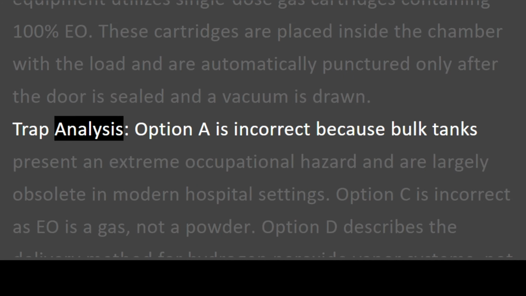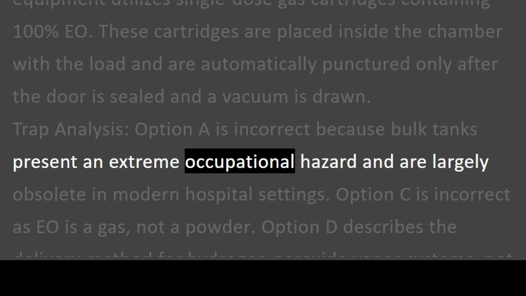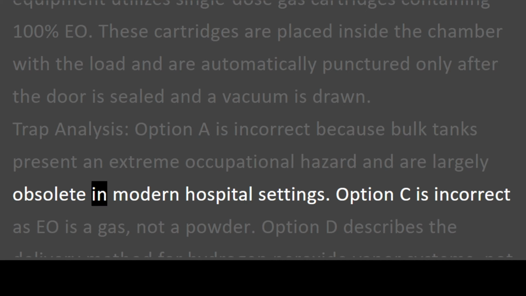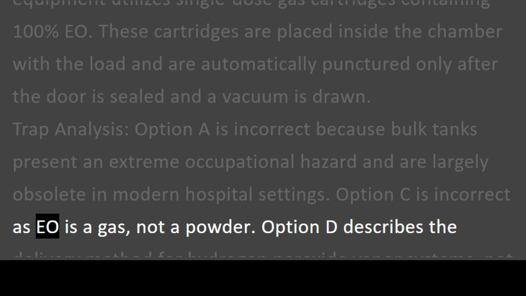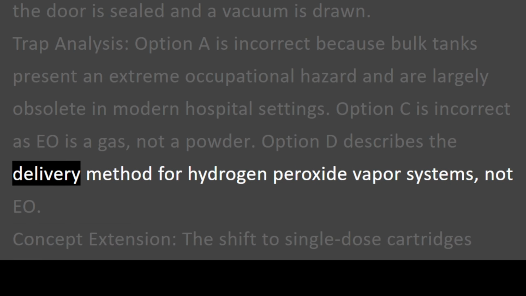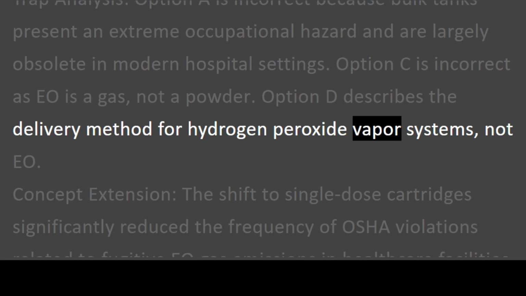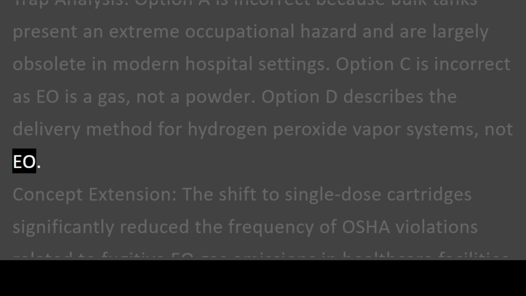Trap analysis. Option A is incorrect because bulk tanks present an extreme occupational hazard and are largely obsolete in modern hospital settings. Option C is incorrect as EO is a gas, not a powder. Option D describes the delivery method for hydrogen peroxide vapor systems, not EO.